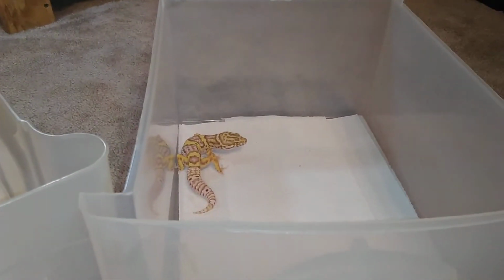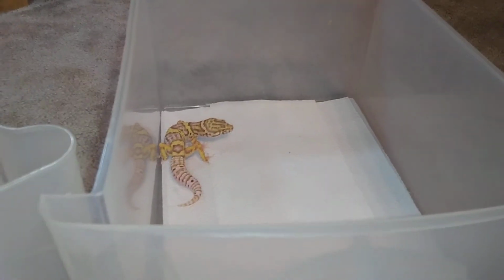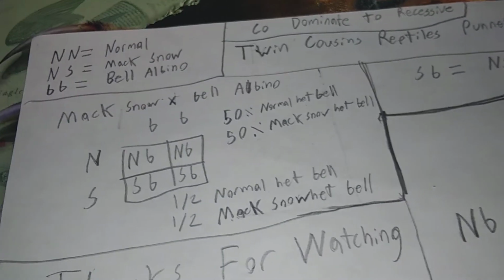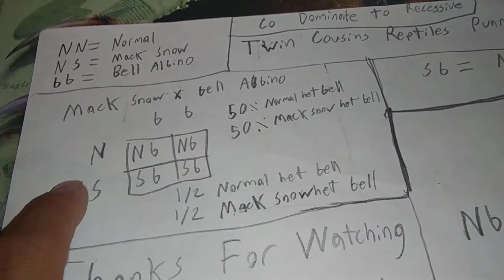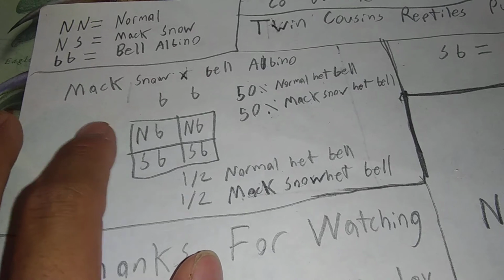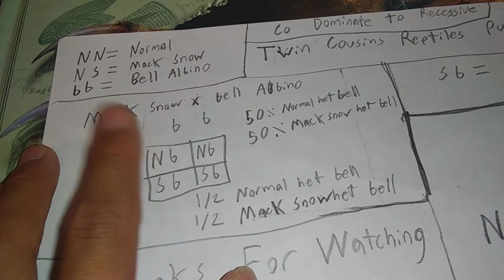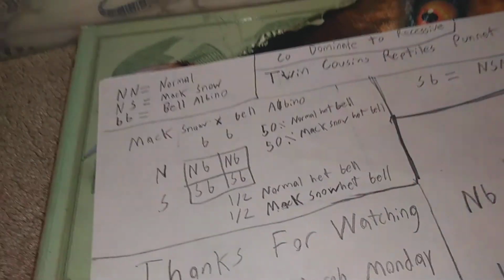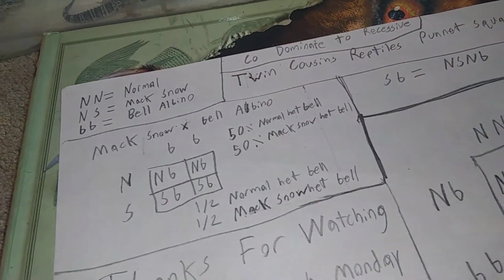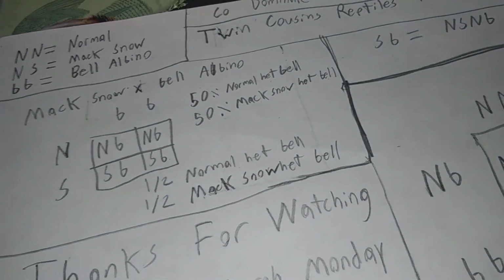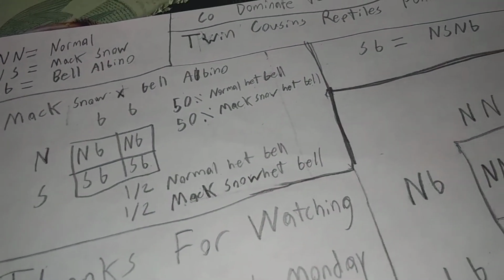So, you'd probably get that by crossing a Bell albino, so pretend this guy's just a Bell albino, crossing it to, I guess, a Mack Snow. Now, they're definitely not of breeding age, but you know what I mean. Bell albino crossed with Mack Snow. So this is the Bell albino parent, this is the Mack Snow parent. These are offspring. You're going to get 50% normal leopard geckos that are het for that Bell albino, and 50% Mack Snow leopard geckos het for that Bell albino. So yeah, half normal het bell, half Mack Snow het bell.